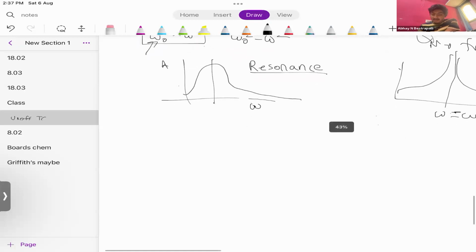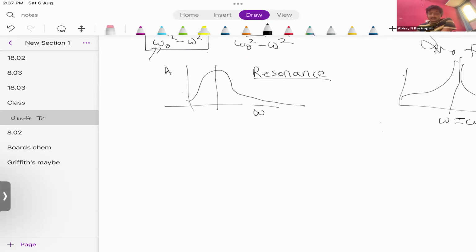Okay, so moving on. The next thing I want to talk about is, we had a solution, something of the form. We are looking at something of the form this.